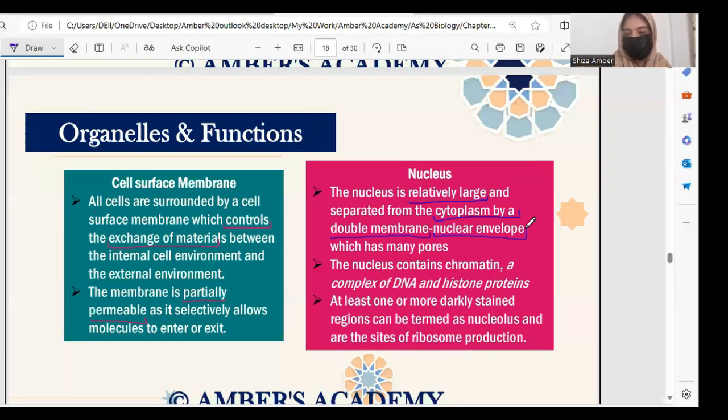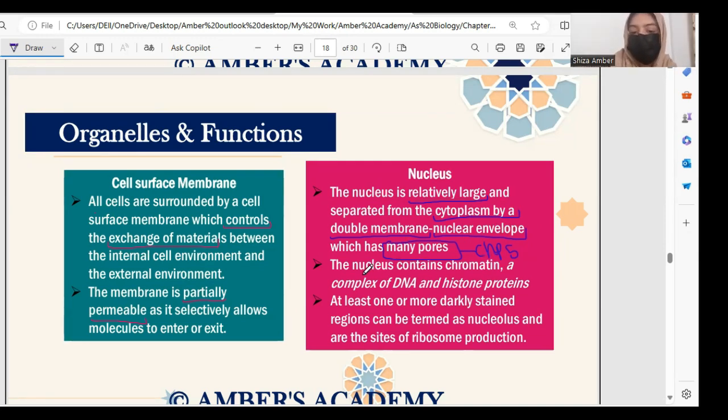Tonoplast. Excellent. So now the membrane of the nucleus is known as the nuclear envelope, and this nuclear envelope has many pores. We'll discuss why it has pores in chapter 5. It has an important function. But right now you need to remember that the nucleus is a double membrane organelle, and the name of that membrane is nuclear envelope.